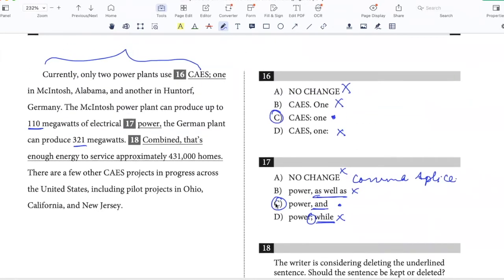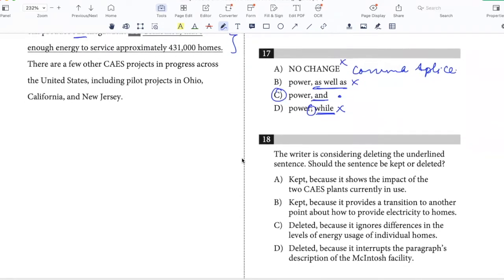So I'm talking about the use of CAES by two plants, and then I'm saying that combined, these plants can service 431,000 homes, right? So that's a good statistic to use in this paragraph because that gives me the level of energy and the advantage of using CAES because it can power 431,000 homes. So I'd like to keep it.